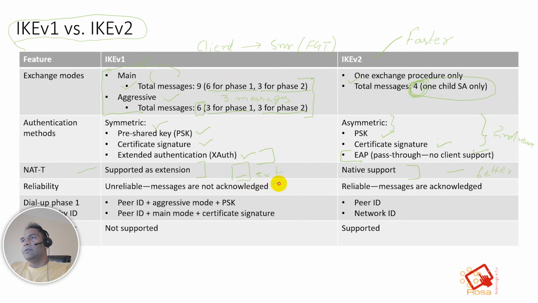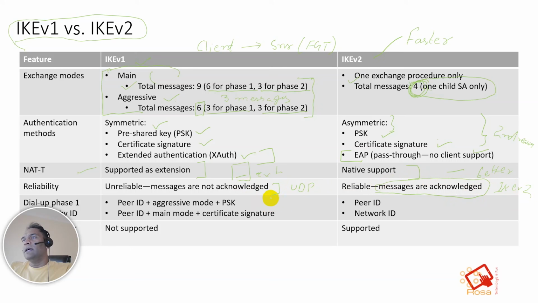Unreliable messages are not acknowledged. That means UDP, maybe we can say. Of course, it is UDP, but the messages are not acknowledged. But here we have the option of messages being acknowledged. Again, IKE V2 I will prefer.